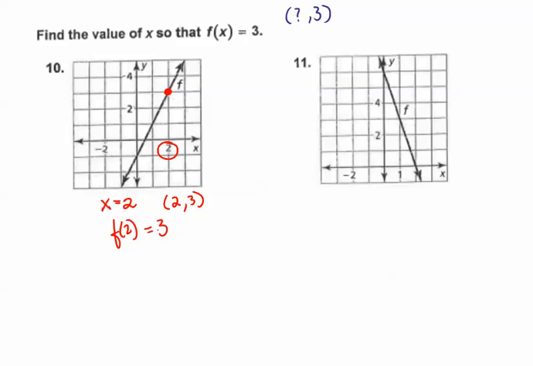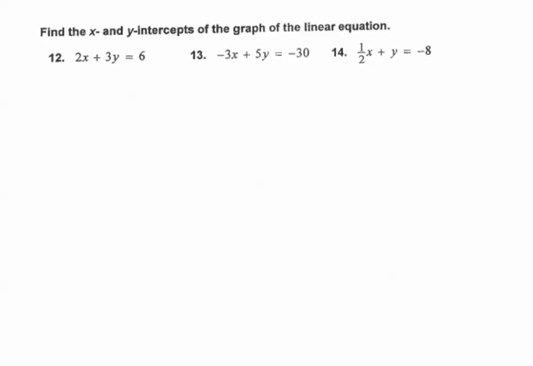Alright, so let's go on to problem number 11. Same thing, we go up to 3. There is y equals 3, and we can see that x is equal to 1. We have the point 1 comma 3, or in function notation we would say that f of 1 is 3. So find the value of x so that f of x is 3. We'll go on to some more examples.